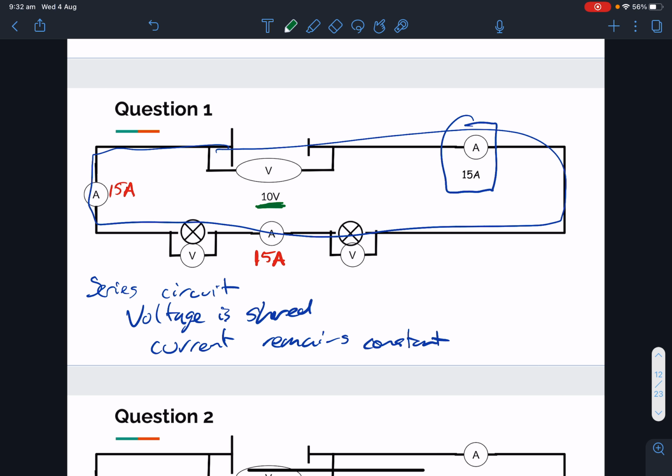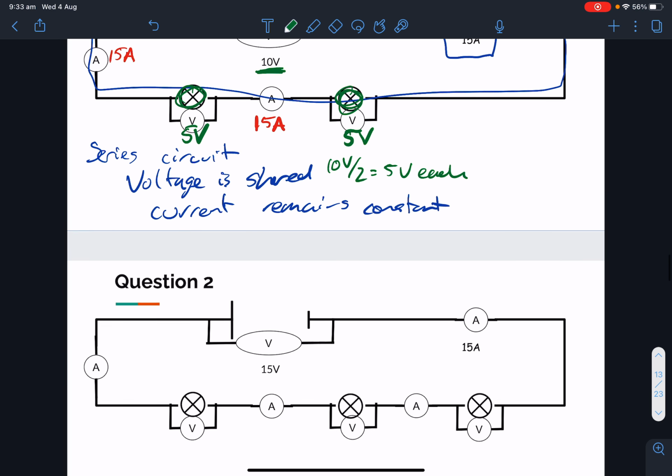And we've got our 2 components there, our 2 globes, they're equal, okay? So the voltage is shared. So 10 volts given out, and the voltage across the 2 globes must be 10 divided by 2. 10 volts divided by 2 equals 5 volts each. So I'm going to write here 5 volts and 5 volts. All right, that's everything filled in. Let's do question 2.